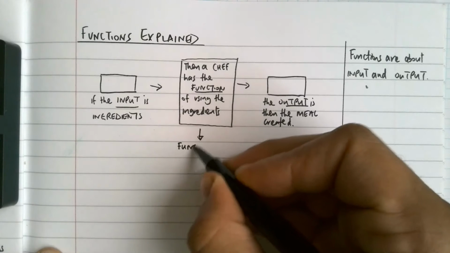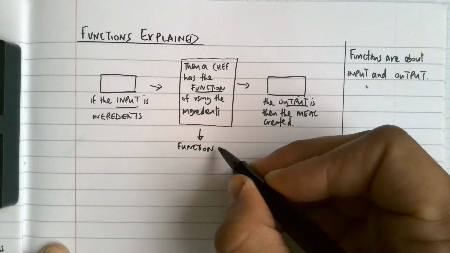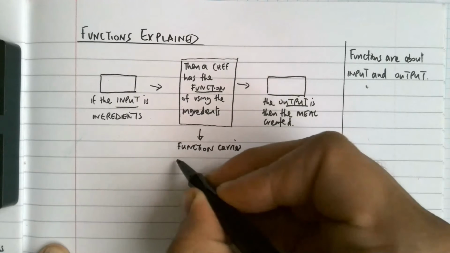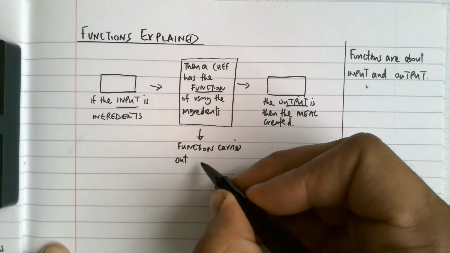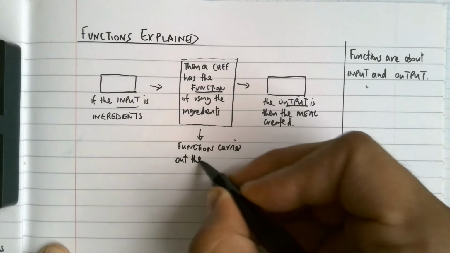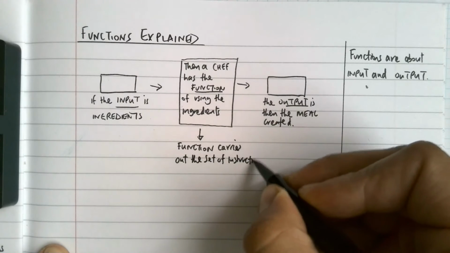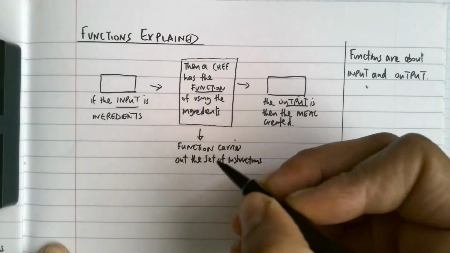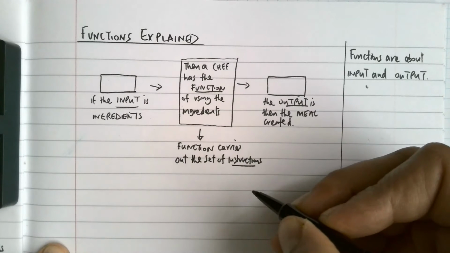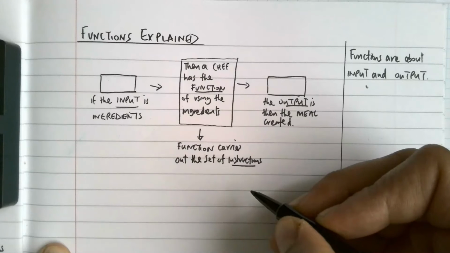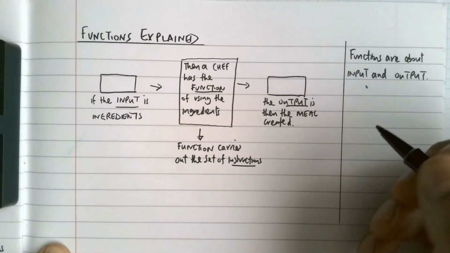In short, functions are just instructions, and a function carries out a set of instructions, and those instructions are again dependent on the input. So each part of this process is dependent on the previous part. The function is dependent on the input, and the output is dependent on the function. Okay, that's sort of our real world example.